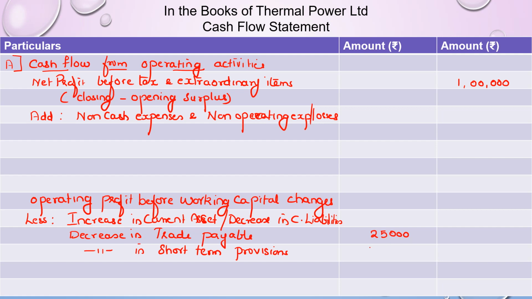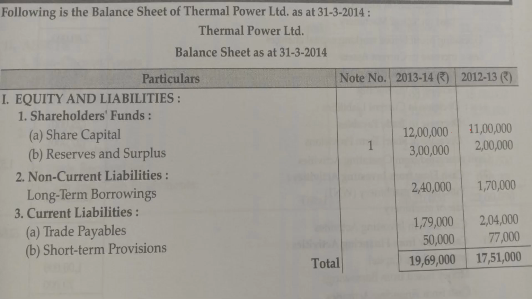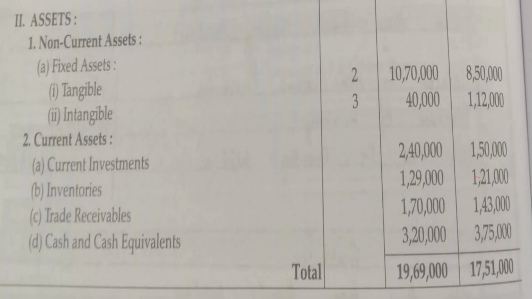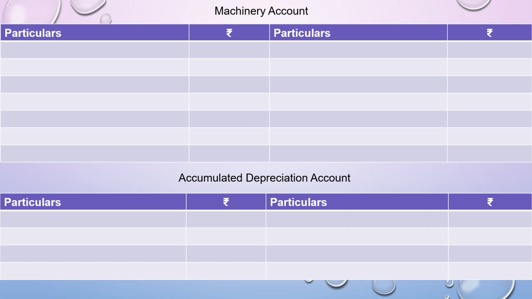Decrease was of 27,000. Now going back, the liability side we have taken care of systematically. Now we go to the asset side. In asset side, if you see this tangible asset note, looking at that, we have here that machinery was at this value 10 lakh, increased to 12 lakh 70, and accumulated depreciation was 1 lakh 50, increased to 2 lakh. Now for this purpose, we will have to prepare an account.